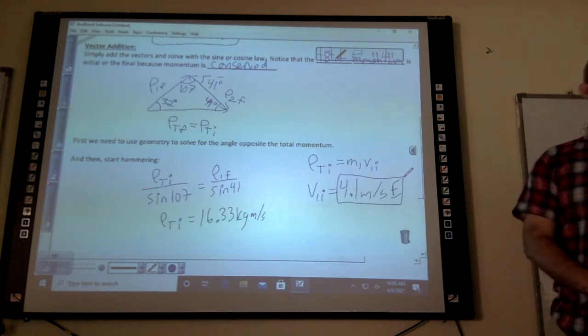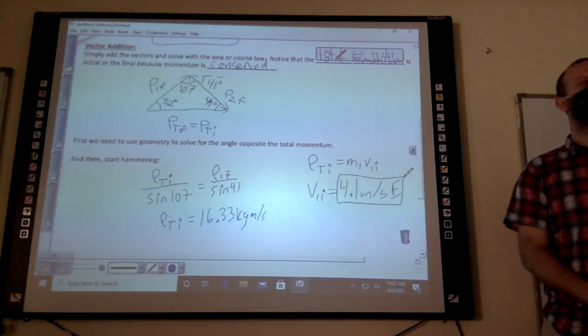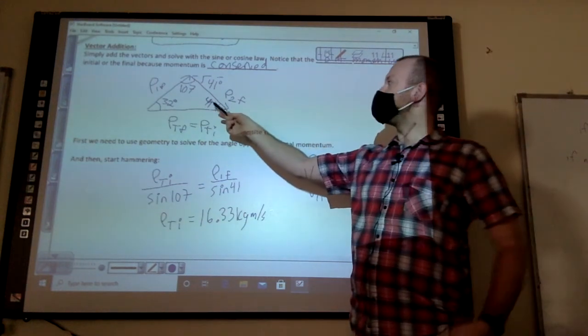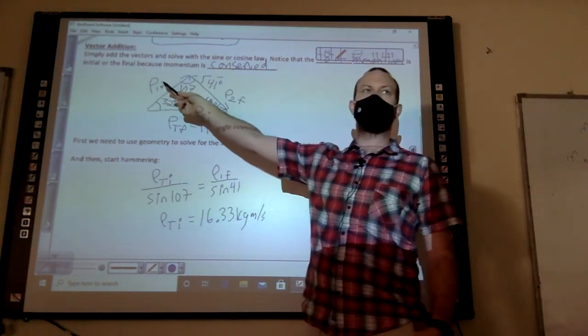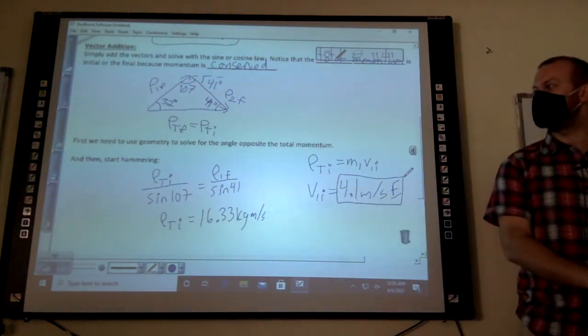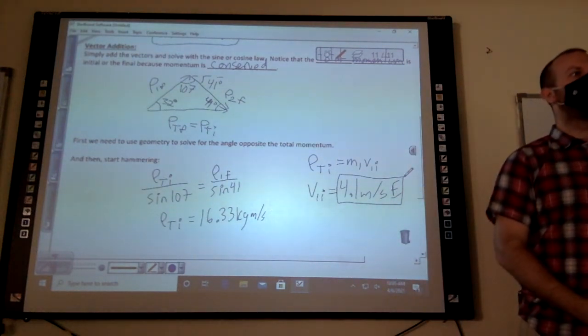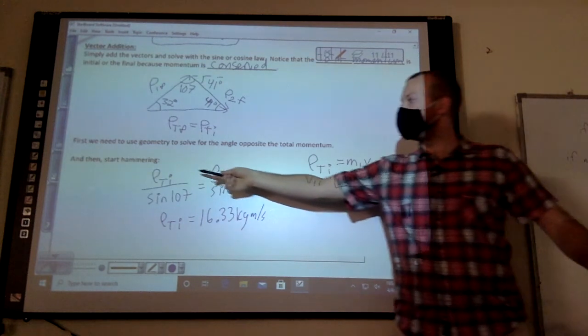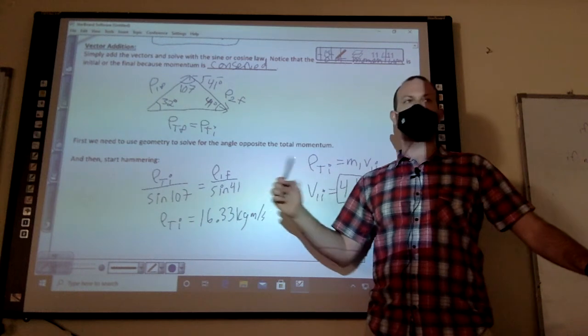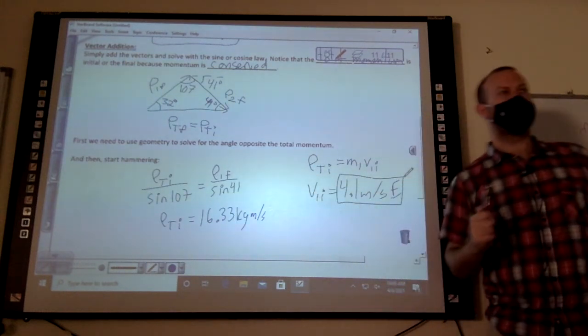Which side is sine? Here's 41. This is the opposite side. It's not equal to sine 107. I'm saying this divided by sine 107 is equal to this divided by sine 41. This is the sine law.